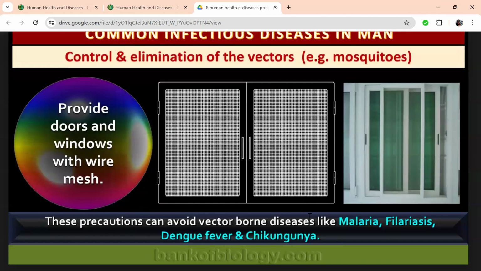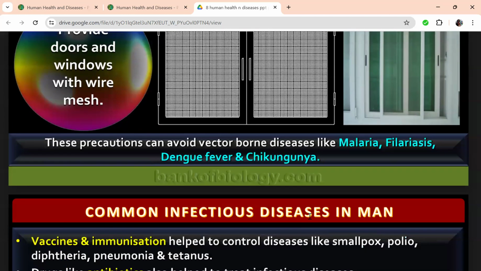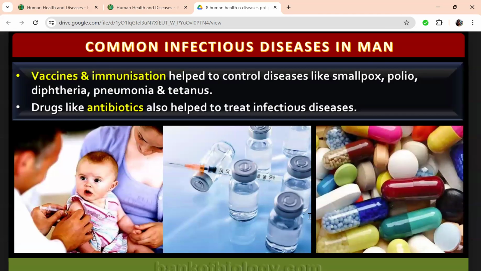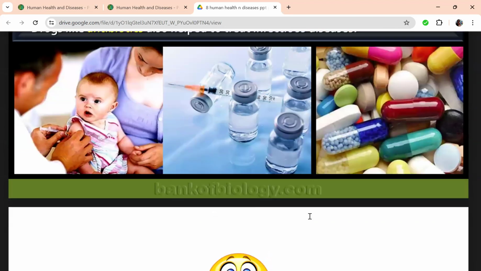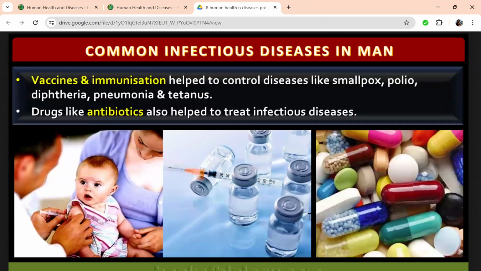And provide doors and windows with wire mesh so that mosquitoes do not enter, because we are going to save ourselves from malaria, filariasis, dengue fever, and chikungunya if we keep mosquitoes away from us. Then vaccines and immunization are very important. They help to control diseases like smallpox, polio, diphtheria, pneumonia, and tetanus. Drugs like antibiotics also help in the treatment of various diseases. All right. So this is how we can avoid diseases in human beings, or the common infectious diseases that we have. Thank you.